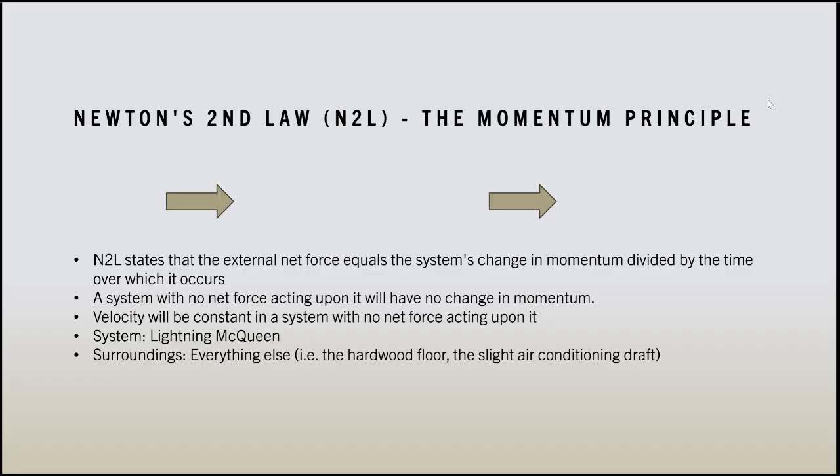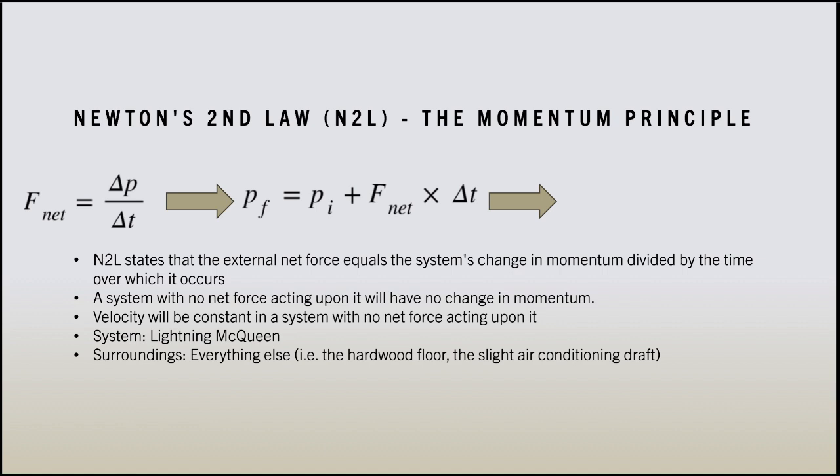Okay, so Newton's second law, what is it? The momentum principle. Newton's second law states that the external net force equals the system's change in momentum divided by the time over which it occurs, which is this equation. And a system with no net force acting upon it will furthermore have no change in momentum. What does this mean? Well, it's this equation right here. If the net force is 0, 0 times delta t is 0, so the momentum final equals the momentum initial.